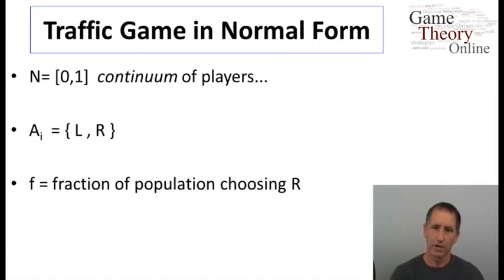Well, first let's set it up as a formal game. We have the set of players, n in this case, as we said, is infinite. It's all the rational numbers between 0 and 1. The actions for each of these many players are very simple: go left or go right. And the payoffs will be a function of the delay. They will be minus the delay. The delay will be a function of the fraction.